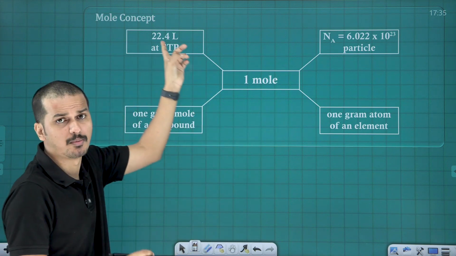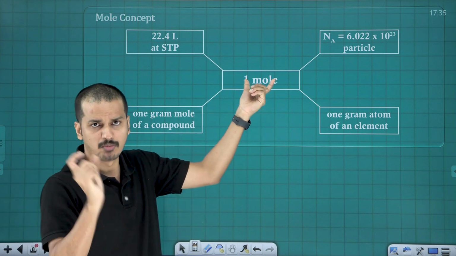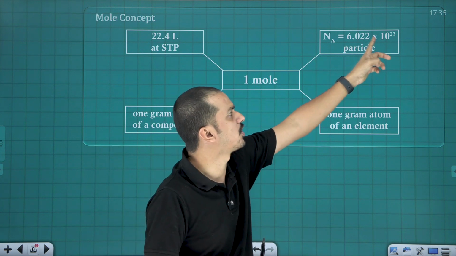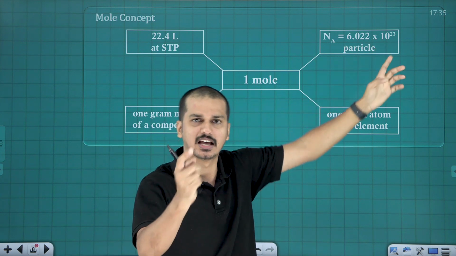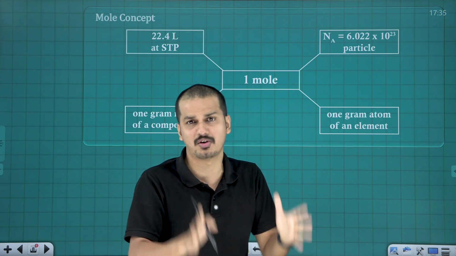Then we have to look at a very important idea, that is the mole concept. One mole means the Avogadro number, that means 6.022 times 10 to the power 23. That may be particles, maybe atoms, ions, electrons, protons, neutrons, whatever.